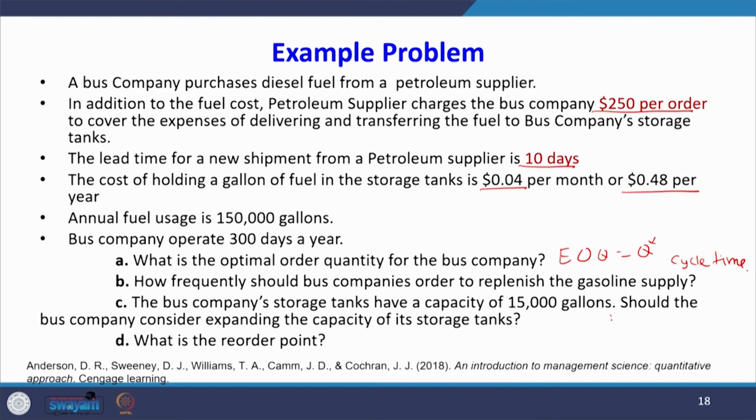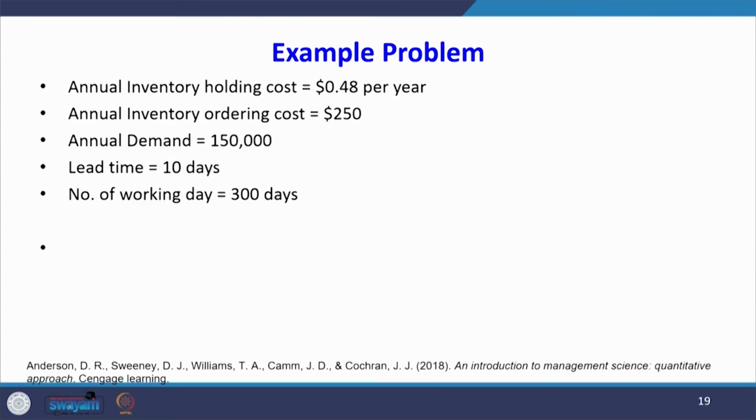Okay. So, we should find out the following things: the Q star, the reorder point, and the cycle time T. Now, what data is given? We know the annual inventory holding cost CH is 0.48, the ordering cost CO is $250, annual demand is 150,000, lead time is 10 days, and the number of working days is 300 days. First we will solve this question.